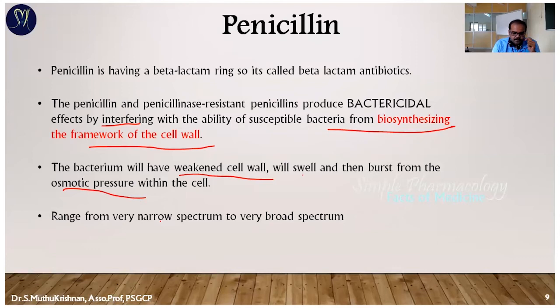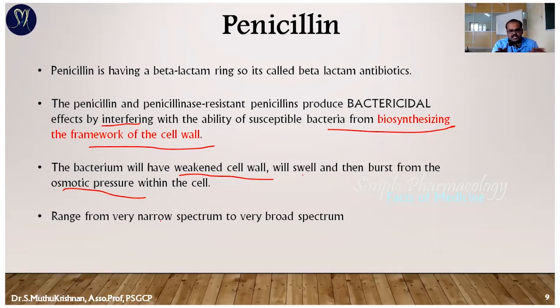Spectrum-wise, I already said in the basic chemotherapy chapter that based on their activity against organisms, our drugs are classified into narrow spectrum and broad spectrum. That means if your drug is very effective against a single organism or a specific group of organisms, it is called a narrow spectrum antibiotic. It may act only on gram positive, only on gram negative, only on rod-shaped gram positive, or only on a specific organism like E. coli.